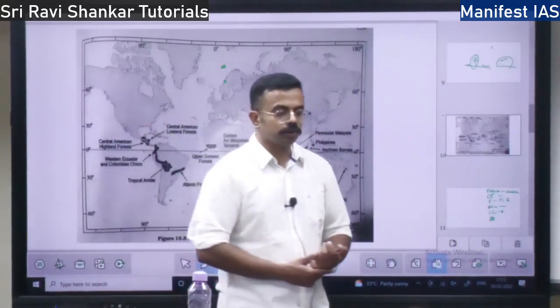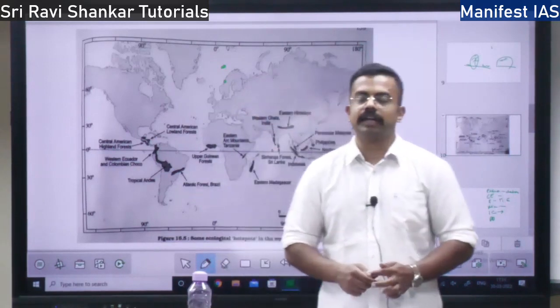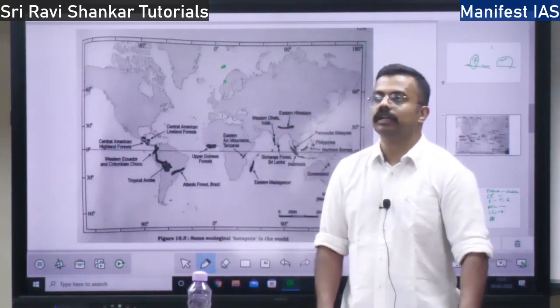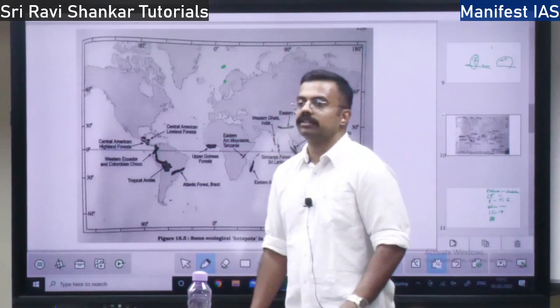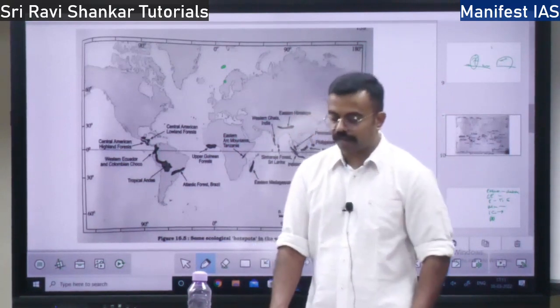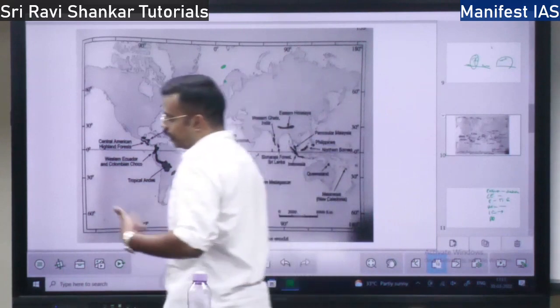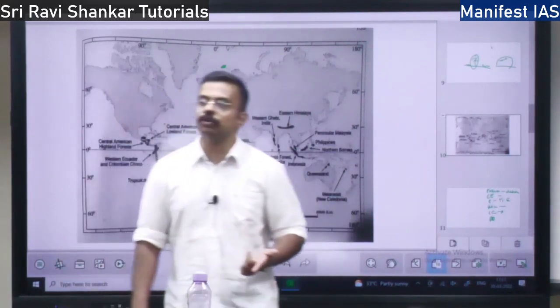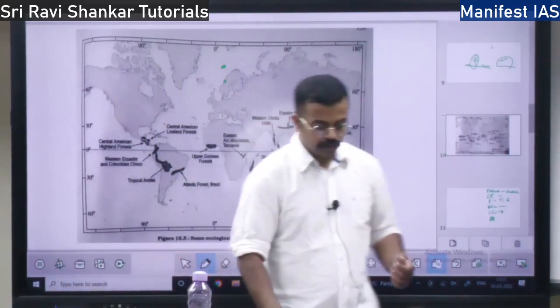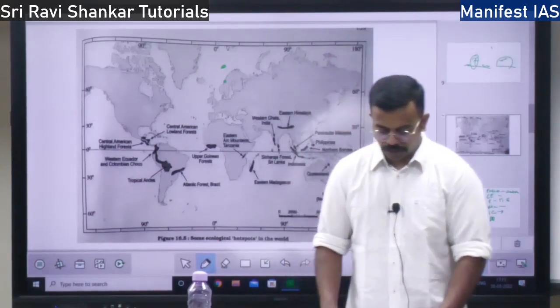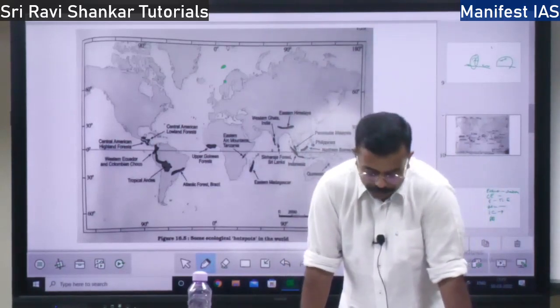From 2016 to 2030, we have the UN Decade for Ecosystem Restoration. To protect the environment from 2016, we have a new mission in India, right? Okay. Then we will go to the last concept of this chapter.